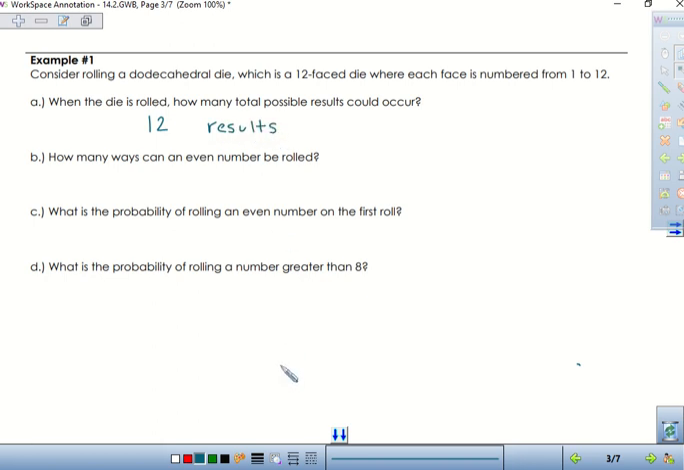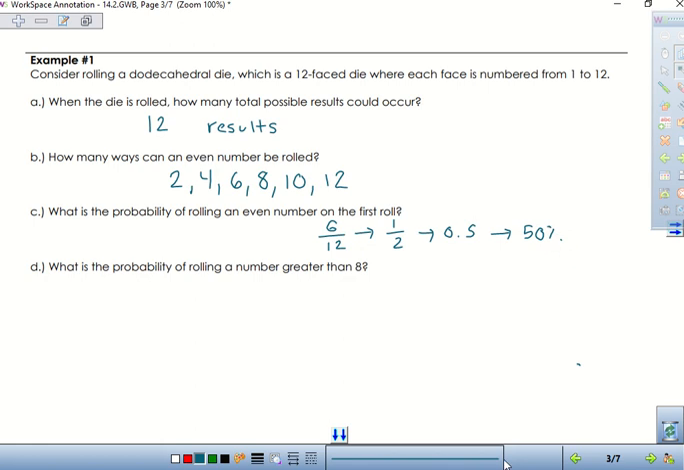Of those results, how many ways can an even number be rolled? So not the probability of an even number, but what are the even possibilities? A 2, a 4, 6, 8, 10, or 12, which is 6 different times that could happen, correct? Everybody see why those are all even rolls that you could get? All right. And what is the probability of rolling an even roll? 6 out of 12, which is the same thing as 1/2, which is the same thing as 0.5, which is the same thing as 50%.